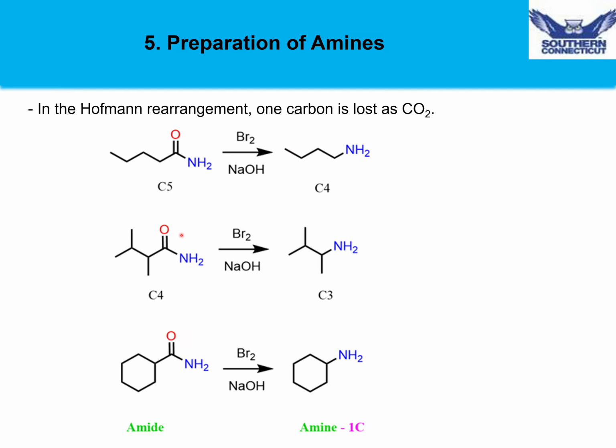In this second example, we have a primary amide. With the Hofmann rearrangement, we end up with an amine that has only 3. We're losing the carbonyl carbon in the process, and the amine will be joined to this carbon here. In the last example, again, we have an amide that will be turned into an amine with the loss of the carbonyl carbon, and the nitrogen will be attached to the cyclohexyl group in the product.